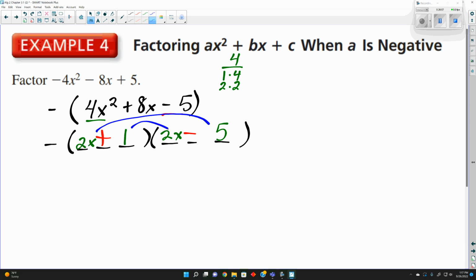We can plug them in and check. In this chapter it's really nice to use a pencil because we might have to erase. 2x times negative 5 is negative 10x. 1 times 2x is plus 2x. Negative 10x plus 2x is negative 8x. Is that what we wanted? Yep. Originally we wanted negative 8, but since we pulled the negative out, we need it to be positive. So we just need to flip the signs.